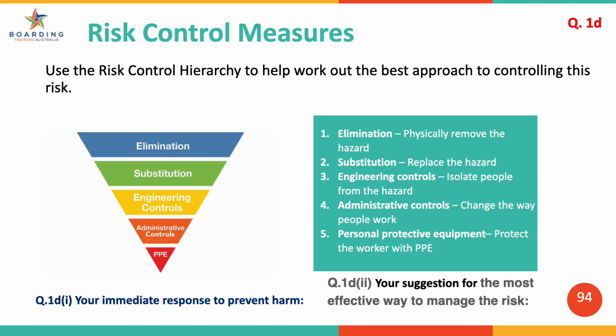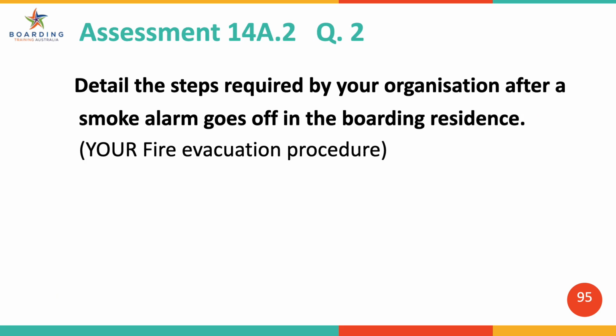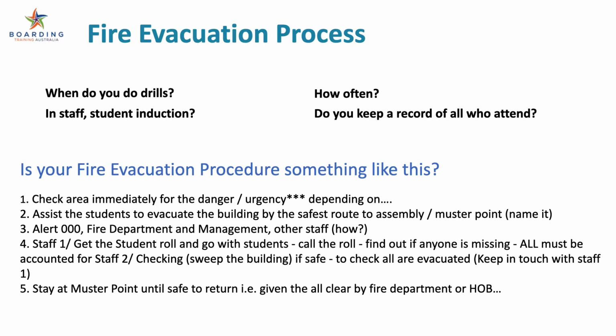Okay, so question number 2 is asking you to detail the steps required by your organisation after a smoke alarm goes off in the boarding residence. So this could be a fire evacuation drill, or it could be a situation where the fire alarms have gone off for some reason. So what do you do in your fire evacuation process? And when you do drills, how often do you do them? When do you do them? Do you keep a record of people who attend the drills? Do you keep a record of the actual drills?